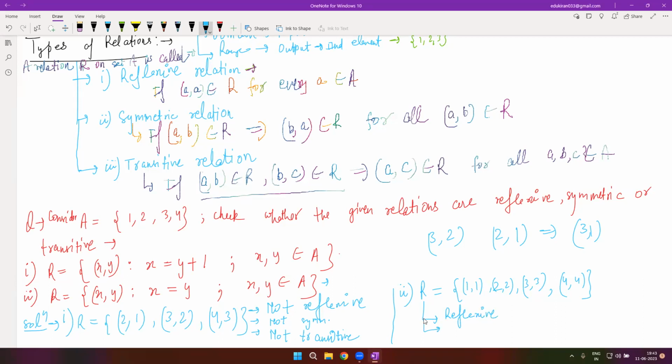Now let's talk about symmetricity. So for 1 1 symmetric, if I check for 1 1, then the symmetric pair is again 1 1, which is present. The symmetric of 1 1 is 1 1 itself, which is already there. And similar are the cases for 2 2, 3 3, 4 4. If you take any element, its symmetric is also the same, which is already there. So yes, it is also symmetric.